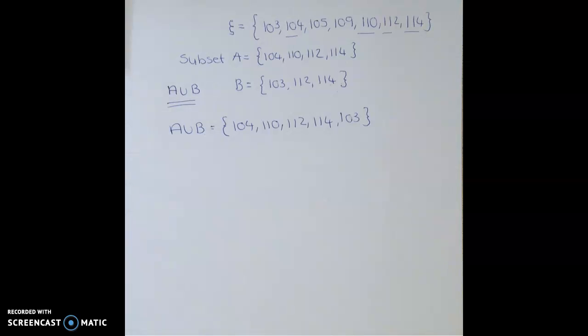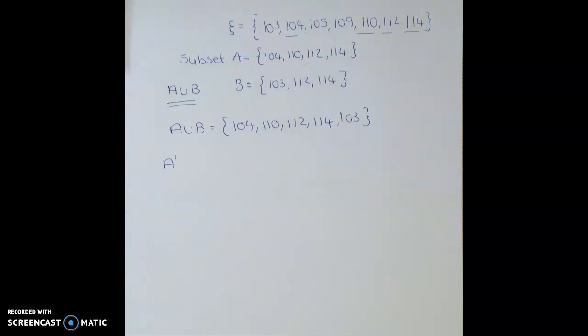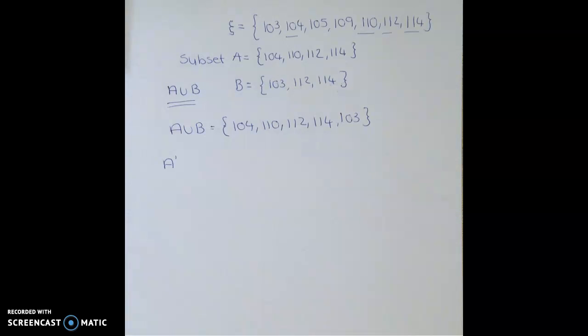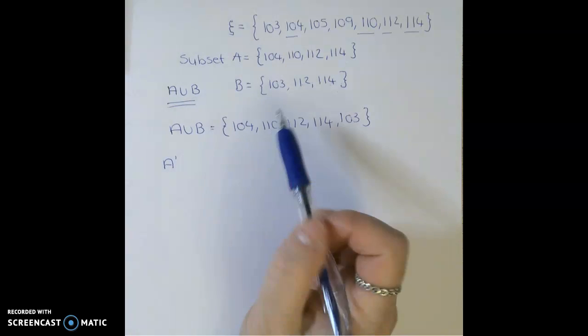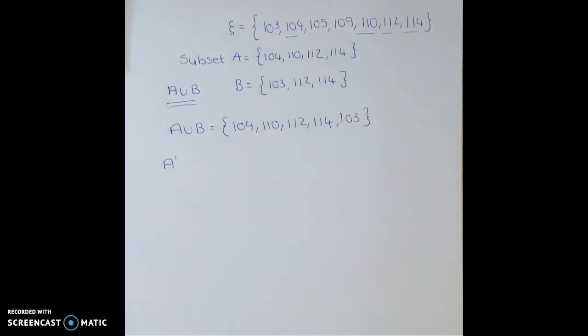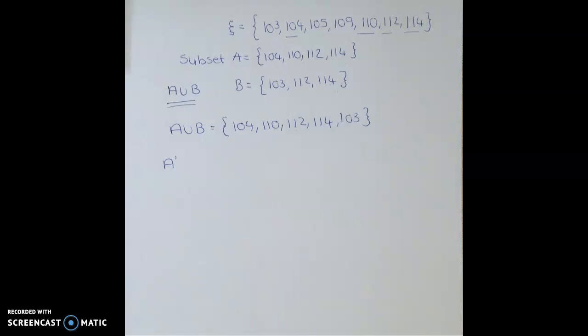Now the second part of the question is asking us for A dash, or the complement of set A, which basically means all the elements that are not in set A. So this part means not in set A. So we want all the elements that are not part of subset A. We already know that these are the elements that are in set A. So everything else are the numbers that are not in set A.